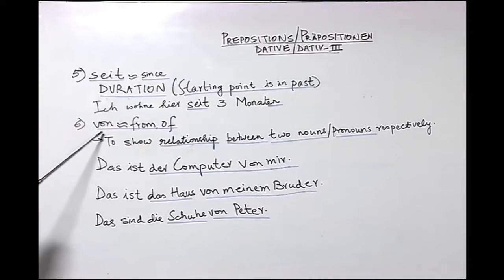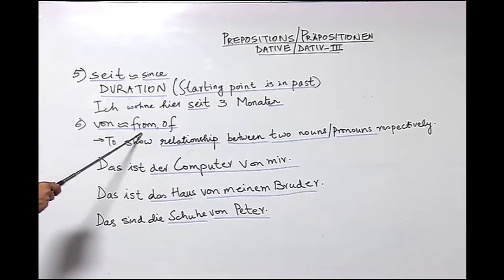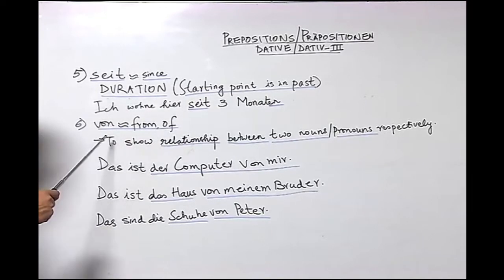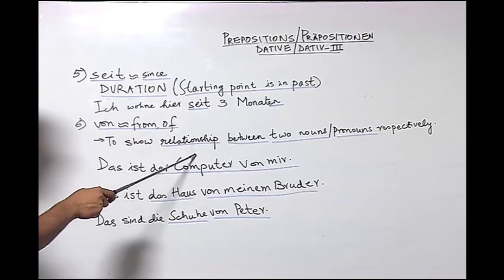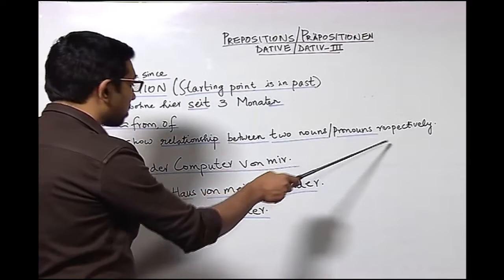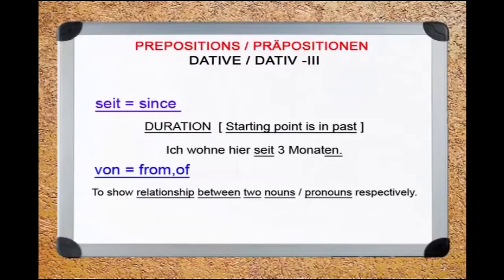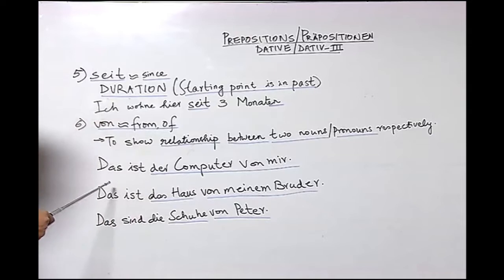Now, let us look at the preposition von. Von has roughly got the meaning from or of in English. The preposition von is used to show the relationship between two nouns or pronouns respectively. Now, please look at this example.